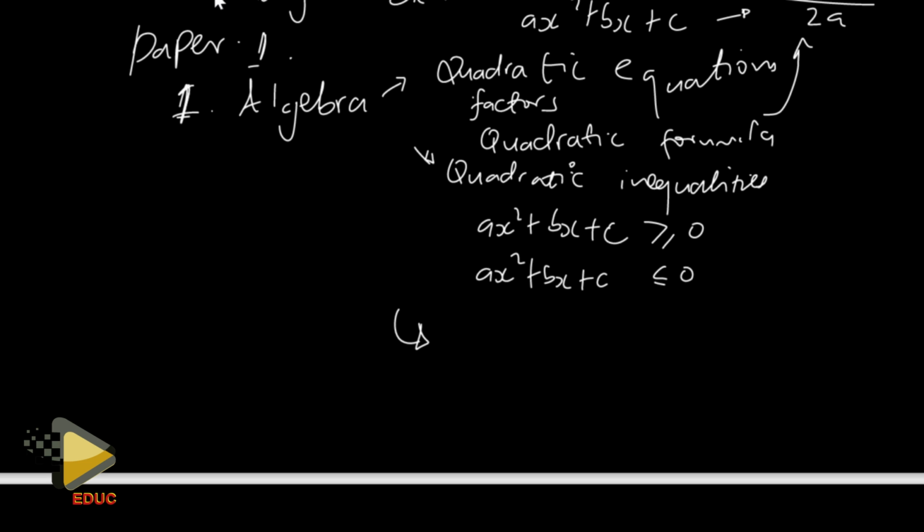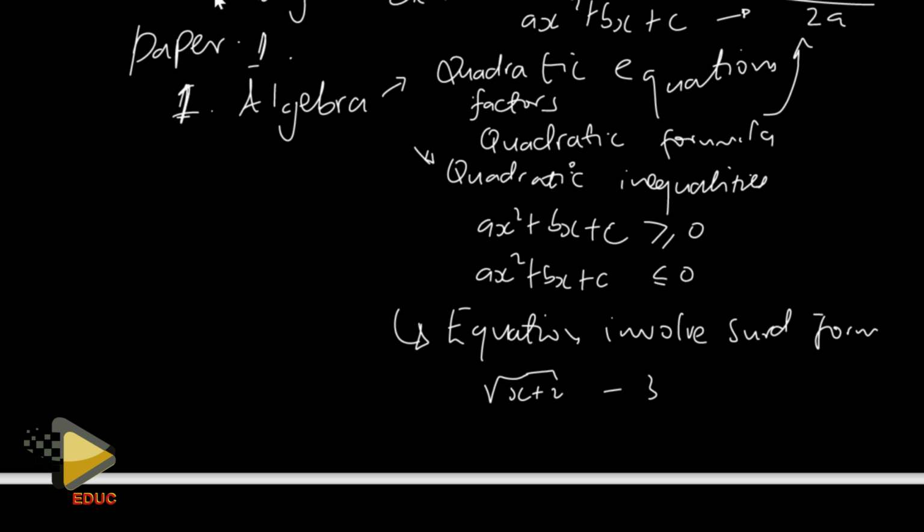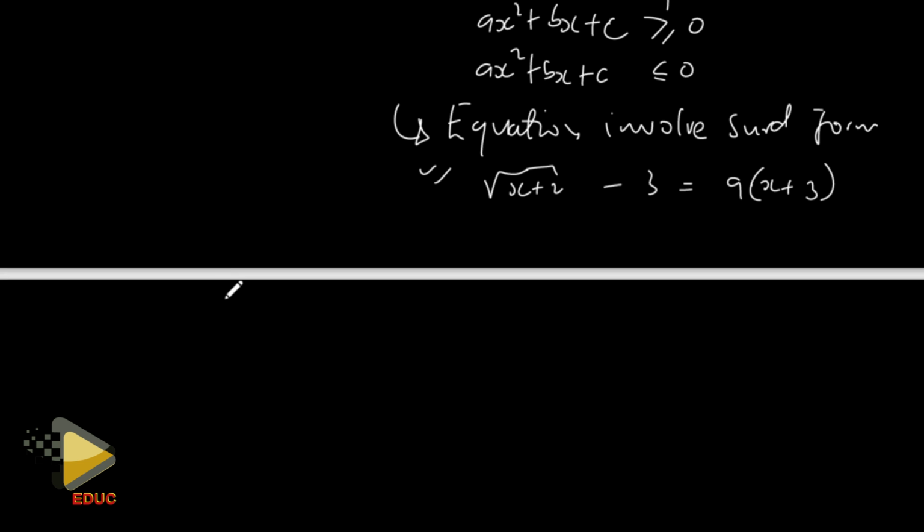Then we should also look at equations that involve the surd form. In other words, you're given the square root of maybe x plus 2, minus 3, should be equal to 9, or 9x plus 3, something like this, for as long as there's a square root involved. These kinds of equations, we shall also look at, and how unique they are.